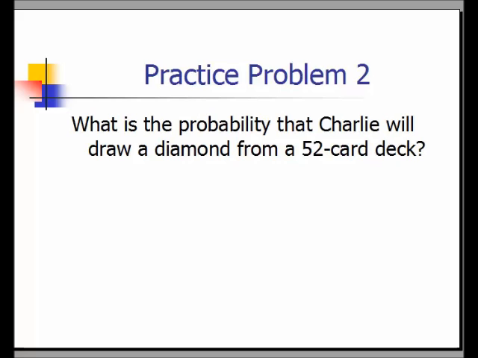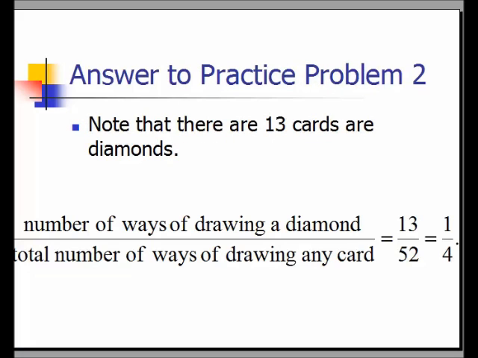Practice problem 2. What is the probability that Charlie will draw a diamond from a 52 card deck? The answer to practice problem 2 is 1/4. Note that there are 13 cards in a deck that are diamonds. Therefore, the number of ways of drawing a diamond is 13. The total number of ways of drawing any card is 52. 13 over 52 reduces to 1/4.